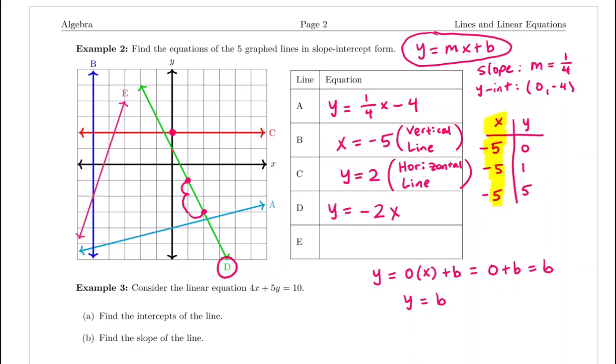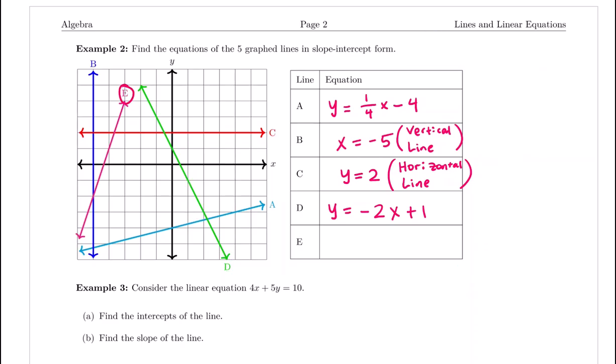And if I identify my y-intercept, that's at (0, 1). So then the b value would be positive 1. There's my equation for part D. And then lastly, I need an equation for part E. Okay, so we are on part E now, and I'd like to find the slope.